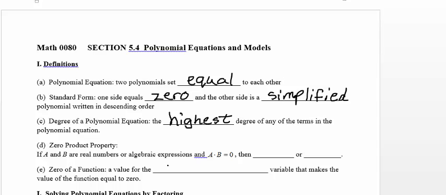The zero product property tells me that if a and b are real numbers or algebraic expressions and a times b equals 0, then a equals 0 or b equals 0.